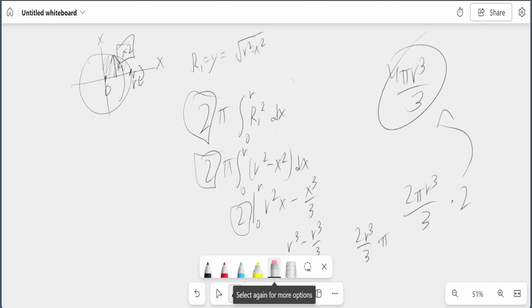Okay, let's move on. Volume of a sphere. We want to do volume of a cylinder now.